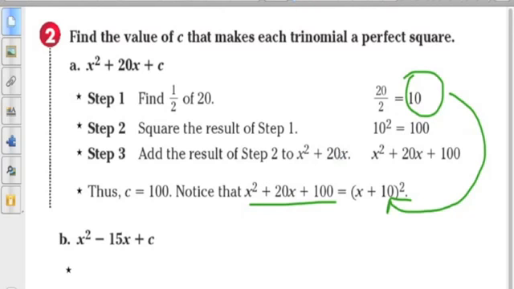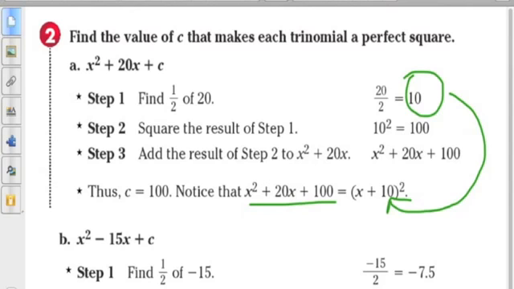Let's move on. Let's say you have x squared minus 15x plus c. Again, go to step number 1. Find 1/2 of negative 15, which is negative 7.5. After that, step number 2 is to square the result of step number 1. So you get negative 7.5 squared, which is 56.25, and simply add that to x squared minus 15x in step number 3.